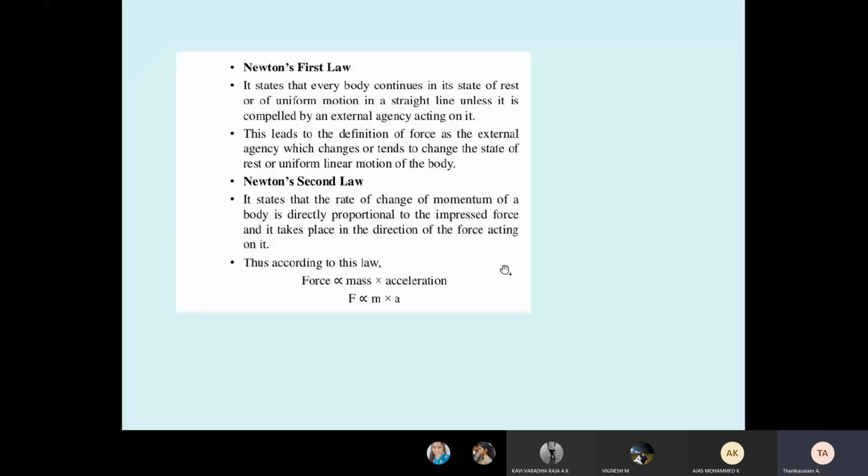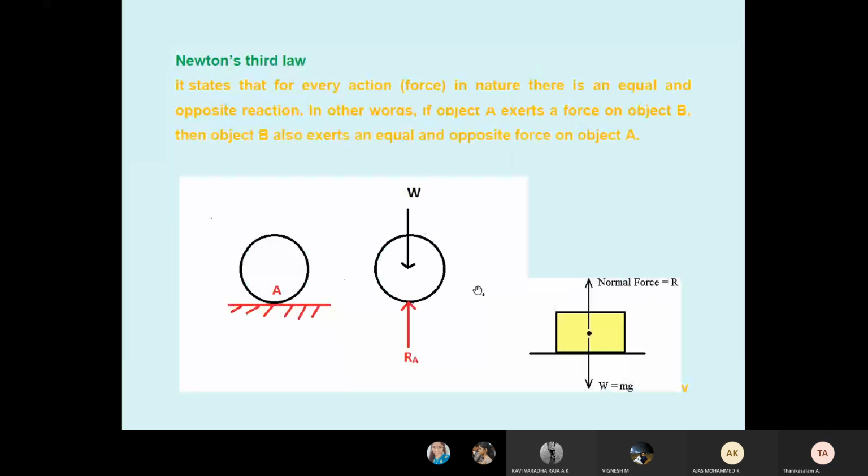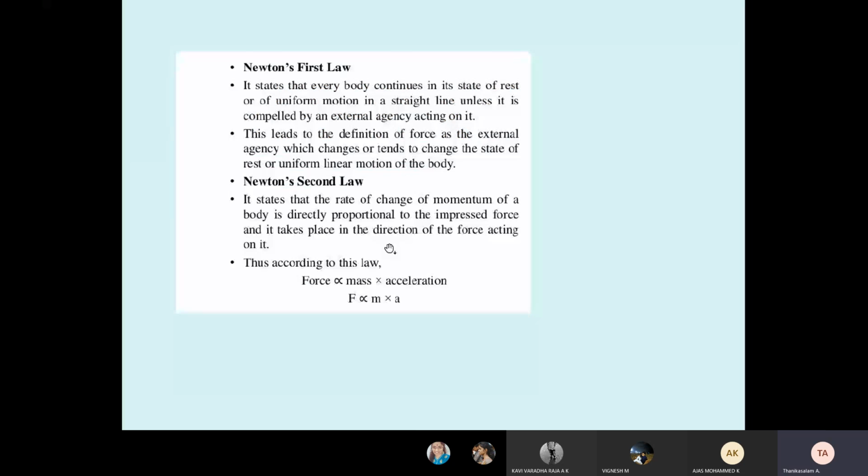Okay. F is directly proportional to mass into acceleration. F equals ma. Simply stated, the rate of change of momentum of a body is directly proportional to the impressed force, and it takes place in the direction of the force acting on it. Therefore, F equals ma. That is called Newton's second law.